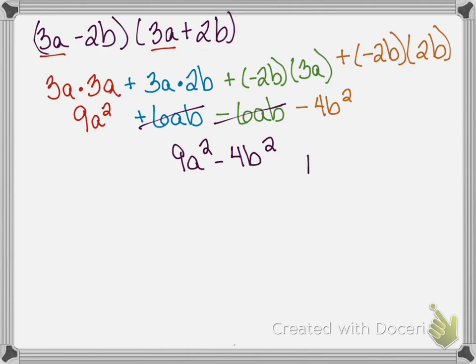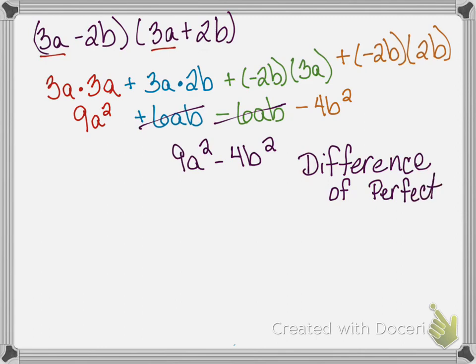Now, anybody remember what it's called? Anybody remember what this is called? It's difference of perfect squares. Good, though. You were thinking about it. Difference of perfect squares. Correct. That's when you cancel them out. If they're both positive or whatever, you just add them together. Difference of perfect squares.